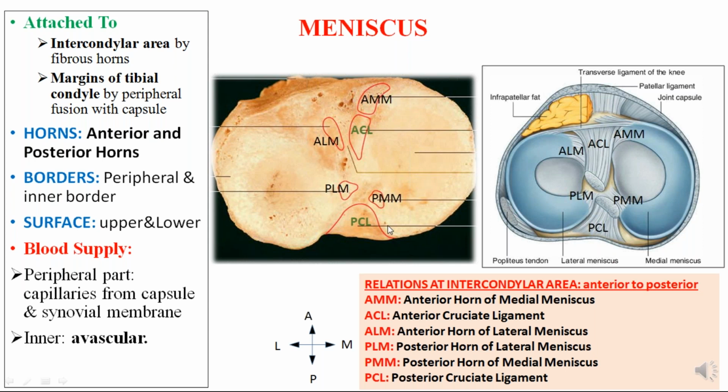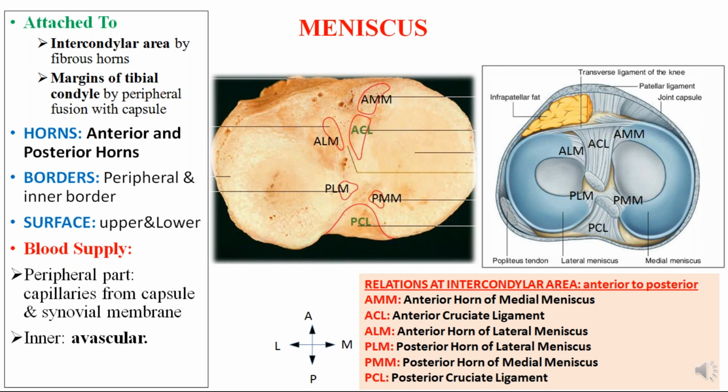So by this first picture, what we can understand is that the meniscus is attached to the intercondylar area by their horns, while the margins of the tibial condyle are attached by peripheral fusion with the capsule. So that is how the peripheral border of the meniscus is fixed and attached. The inner margin is now free.